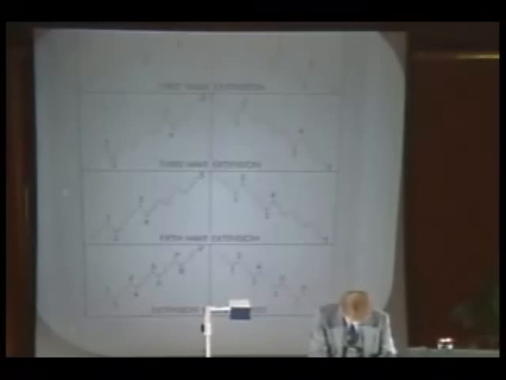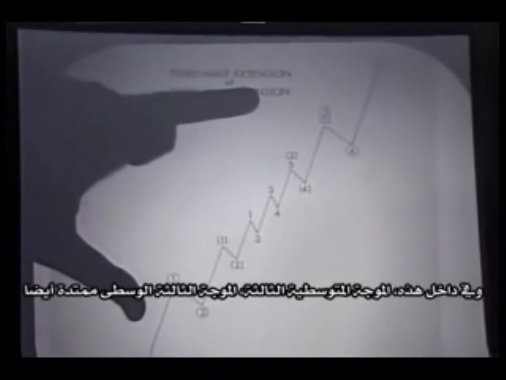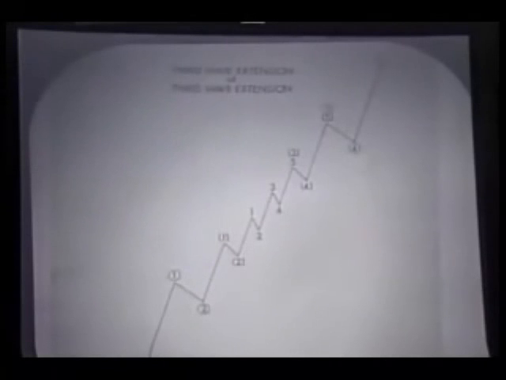Let's take a look at page 2.5. Here's an example of a 3rd wave extension of a 3rd wave extension. In this case, primary wave 3, 3 in a circle, is the extended wave. Within that, intermediate wave 3, parentheses wave 3, is also extended. Page 2.6 is an example of a 5th wave extension of a 5th wave extension.